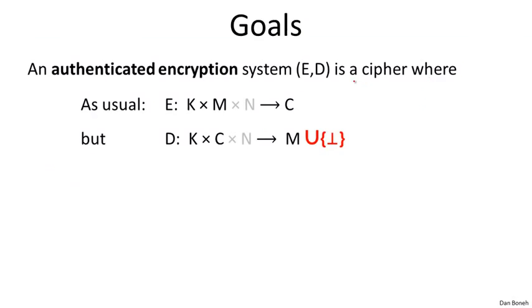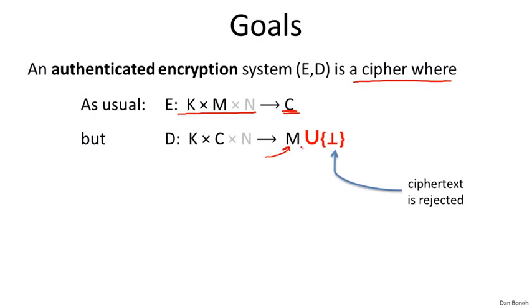Authenticated encryption is a cipher where, as usual, the encryption algorithm takes a key, a message, and optionally a nonce, and outputs a ciphertext. The decryption algorithm, as usual, outputs a message. However, here the decryption algorithm is allowed to output a special symbol called bottom. When the decryption algorithm outputs the symbol bottom, basically it says that the ciphertext is invalid and should be ignored. The only requirement is that this bottom is not in the message space, so that in fact it is a unique symbol that indicates that the ciphertext should be rejected.